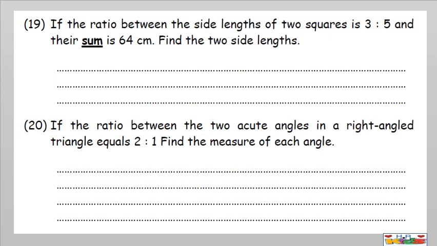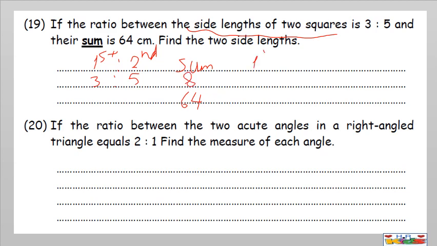Question number 19. If the ratio between the side lengths of two squares is 3 to 5. Be careful, this time the ratio is between two squares, and they gave us their side lengths. So the first square and the second square is 3 to 5. And their sum is very easy, here is the sum, 64. Be careful, nobody should put the 64 in the first line. Take care. Then we do 3 plus 5 equals 8.